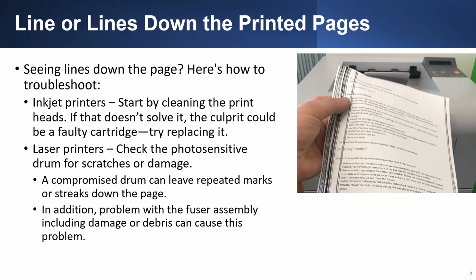Seeing lines down the page? Here's how to troubleshoot. Inkjet printers: start by cleaning the print heads. If that doesn't solve it, the culprit could be a faulty cartridge. Try replacing it. For laser printers, check the photosensitive drum for scratches or damage. A compromised drum can leave repeated marks or streaks down the page. In addition, problems with the fuser assembly, including damage or debris, can cause this problem.